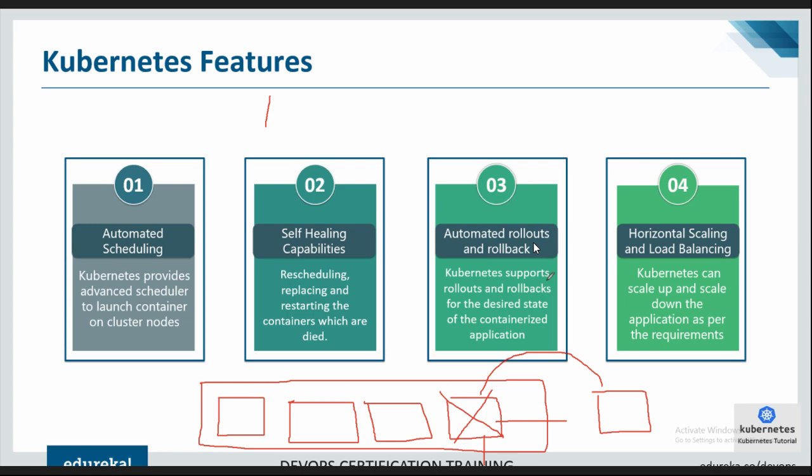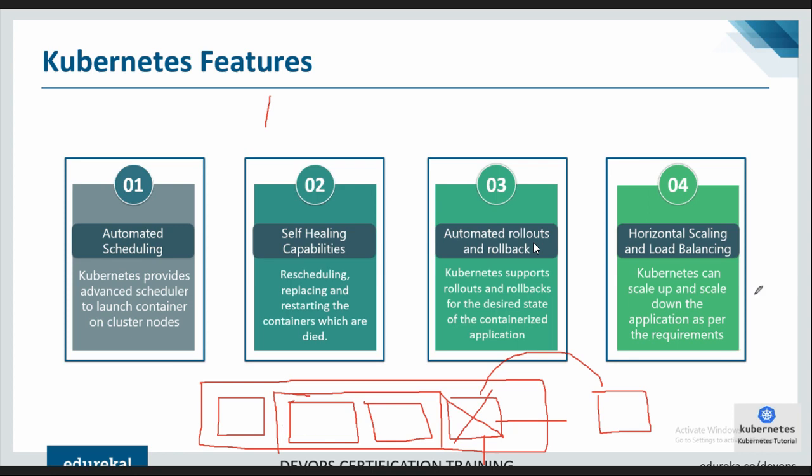And then we have automated rollouts and rollbacks. Suppose we want to update the configurations here, right? Or we want to roll back to the desired state. Suppose in the entire 50 containers being deployed as a part of the cluster, there are 3 containers which again need to be added. Suppose if they need to be rolled back, right? Then we can do that easily as a part of Kubernetes, right?